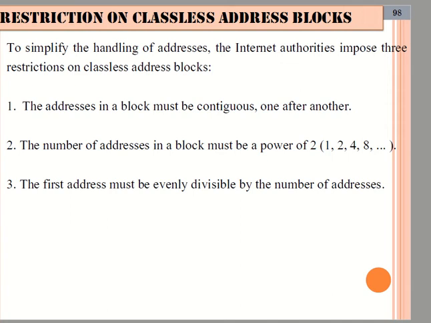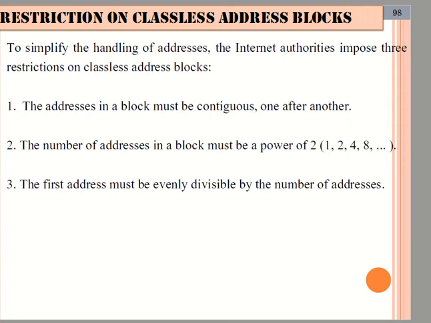Whenever an address block is allocated to an organization, the first thing is that the address block must be continuous. So whatever addresses are given to the organization, they are continuous addresses. Second, the number of addresses in a block must be a power of 2. It should be 2, 4, 8, 16, 32, 256, 1024, and so on. So it should be a power of 2.